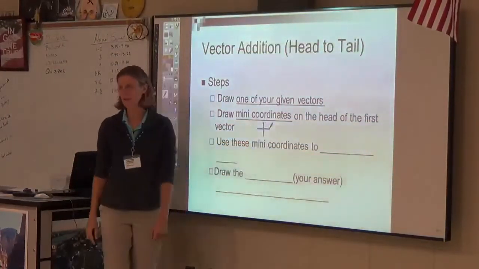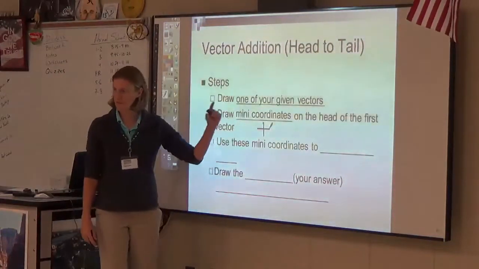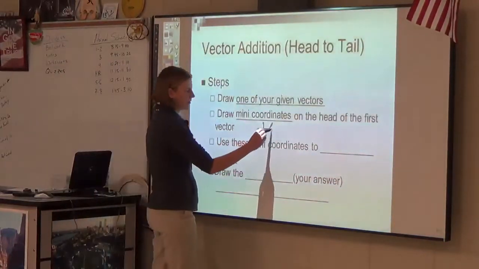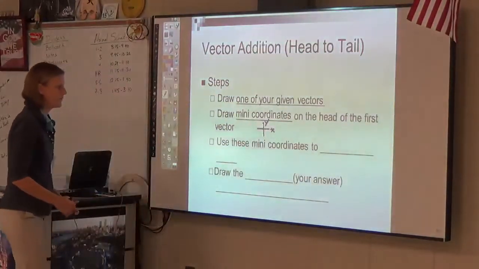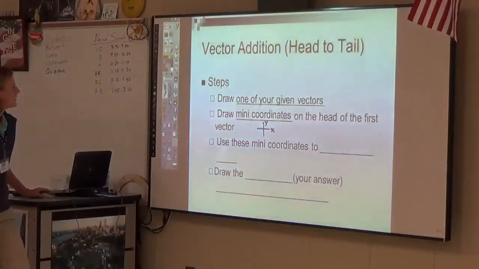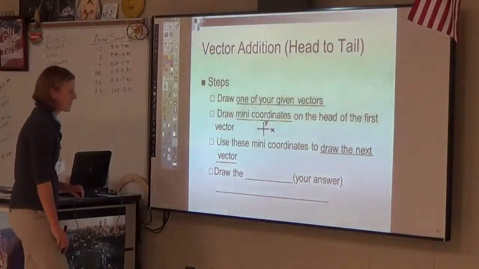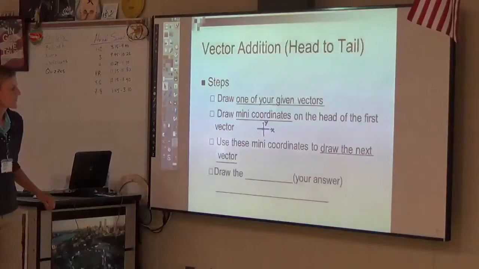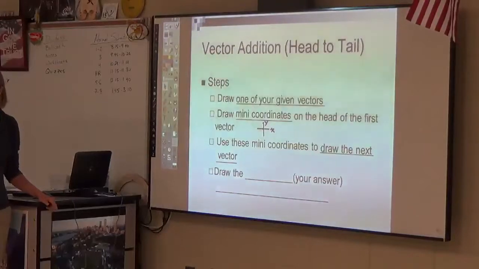I kind of made you do that in 9th grade. You don't necessarily need to do that, but visualize that being there. So you've got a little x and y axis on the head of the first vector you drew. Then you use your little mini coordinates to draw the next one. And this will make sense with an example we'll do in a second.